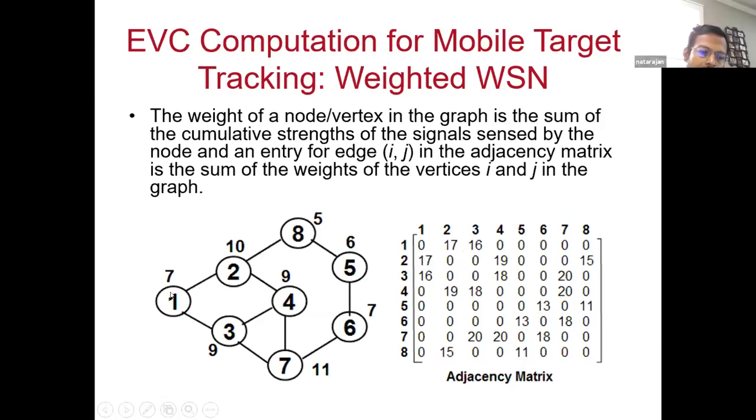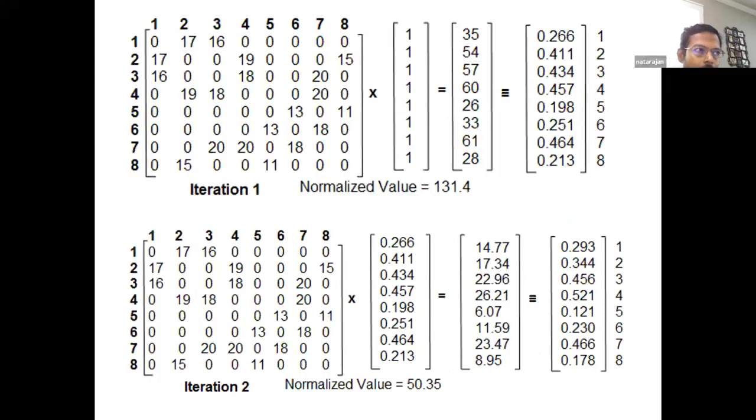1 and 3 is 7 plus 9, 16. 1 and 4 don't have an edge, so the entry here is 0. Likewise for the other vertices between 1 and the other vertices. So that's the idea here. We compute this adjacency matrix, the entries for any 2 vertices, and then we go through this power iteration method, as I said earlier. There we saw a binary adjacency matrix.